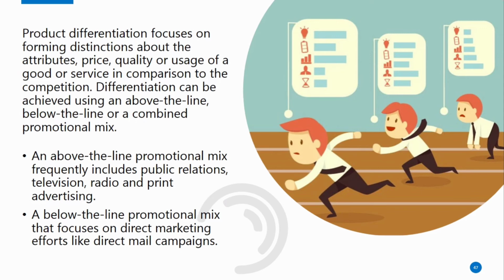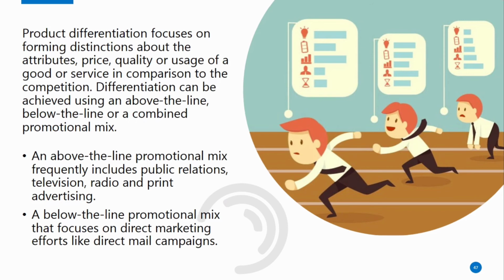So, an above-the-line promotional mix frequently includes public relations, television, radio, and print advertising. And a below-the-line promotional mix that focuses on direct marketing efforts like direct mail campaigns can be helpful for differentiating products in a particular target market. For combined promotional mix, it is the combination of both above the line and below the line promotional mix.